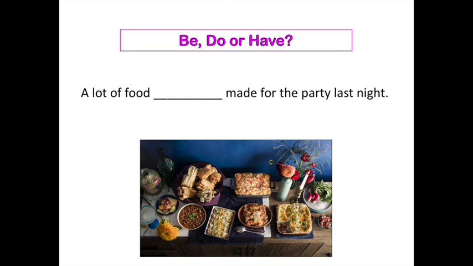So that means we need to use the auxiliary verb be. But what tense should we use? Look here. Last night. So we want past tense. A lot of food was made for the party last night.